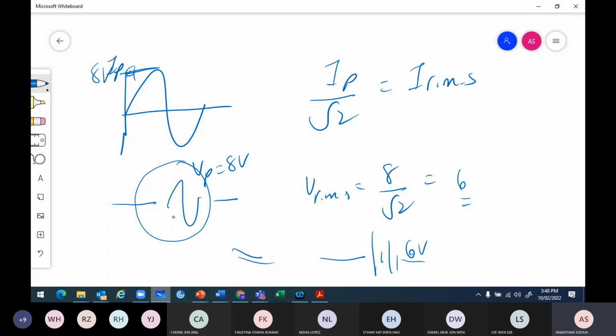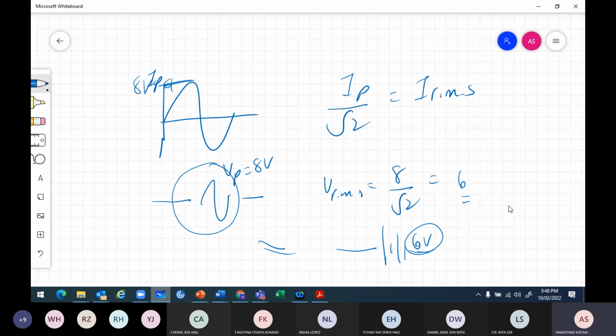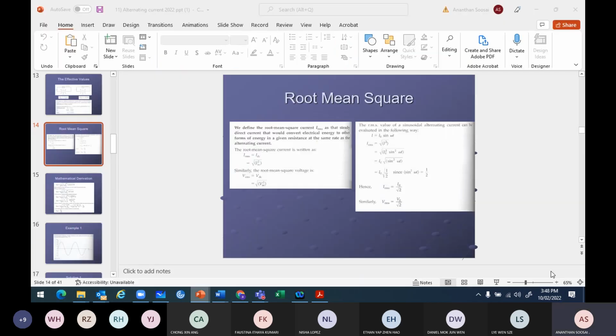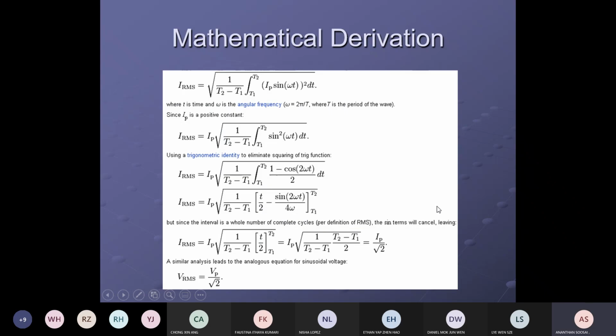This alternating current source is actually equivalent to a direct current of 6 volt. The strength, the energy it can dissipate. So this is the ideal RMS. Okay, so let's go back. This is a mathematical derivation proving that. I'll come back to this. You don't need to know this actually. Extra information.